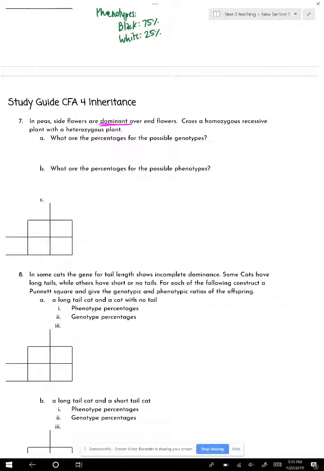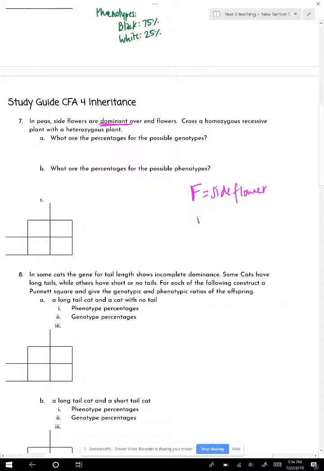So I'm going to go ahead and do F's. And the reason why I'm going to do F's is because I don't want to do S's, because with S's you can get confused really easily. Okay, so a capital F is going to mean that it is a side flower.